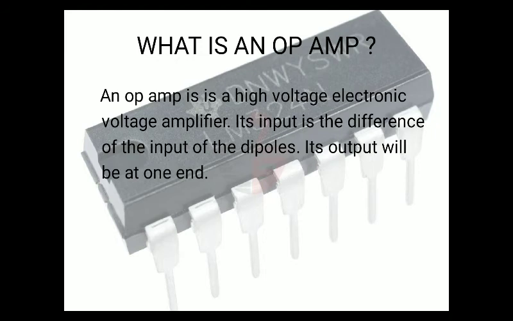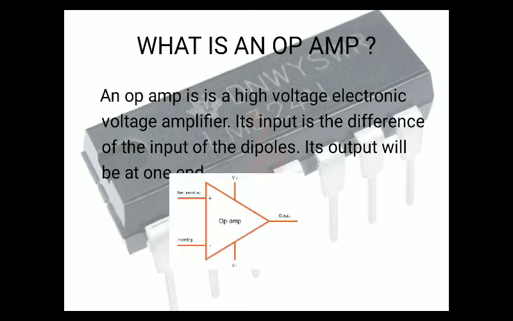First let us see what is an op amp. An op amp is a high voltage electronic voltage amplifier. Its input is the difference of the input of the dipoles. Its output will be at 1 n. It is the diagram of the op amp. Here plus is the non-inverting terminal, minus is the inverting terminal, and output is given at the apex.